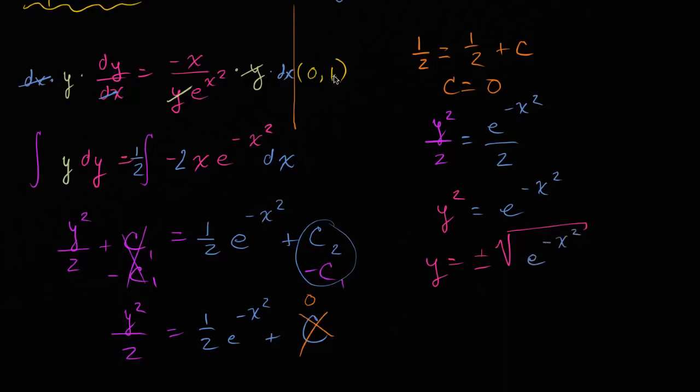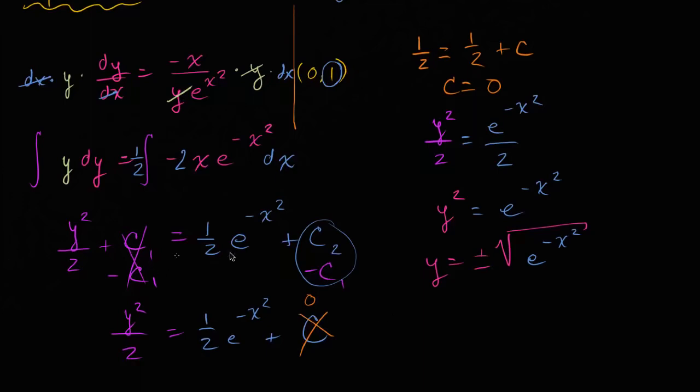But they gave us an initial condition where y is actually positive. So we're finding the particular solution that goes through this point. That means y is going to be the positive square root. If this was the point 0, negative 1, then we would say y is the negative square root. But we know that y is the positive square root. It's the principal root right over there.